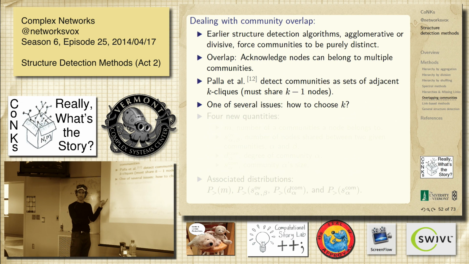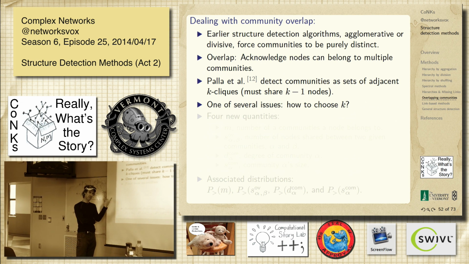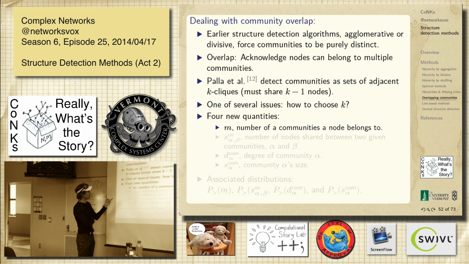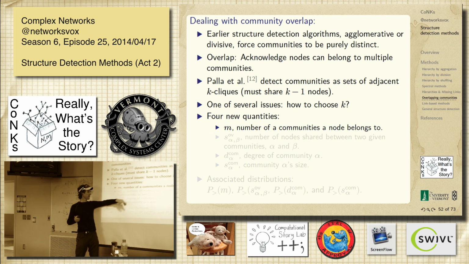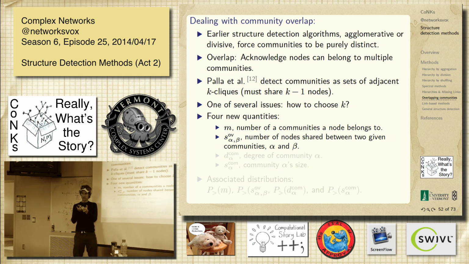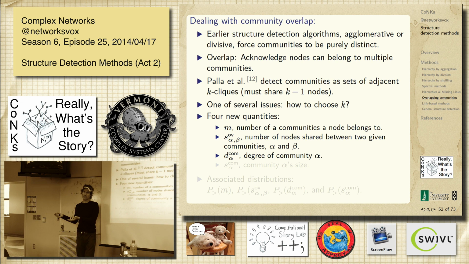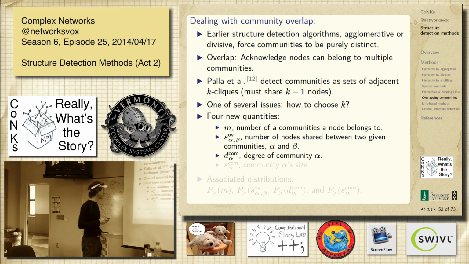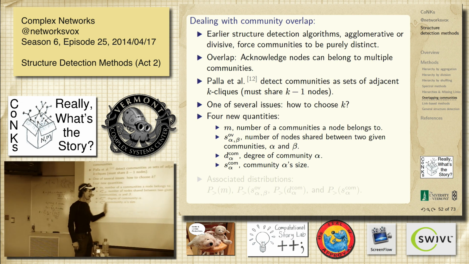That's a horrible problem. Okay, we got somewhere with the modularity thing, but now they have all these pieces, right? So 4 new pieces. The number of communities a node is part of, and you could think about the strength and so on. The number of nodes shared between 2 communities, if the communities are alpha and beta, this is OV for overlap. Then you end up with a degree of community, which we had before, but you can think about that again. And the size of a community, right?